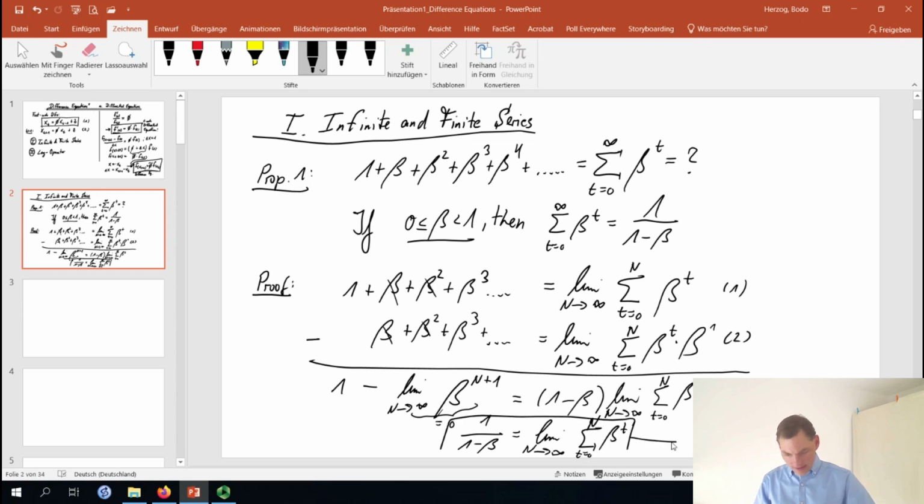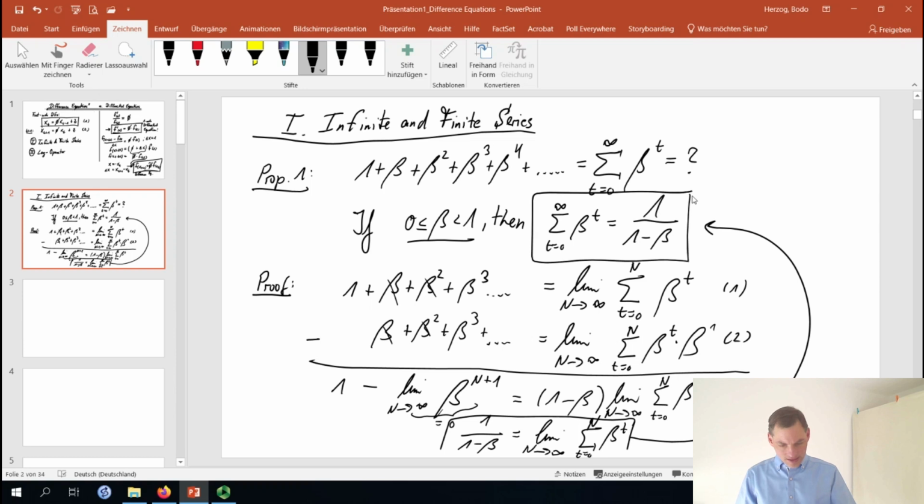And look, this is exactly what we have here, because we have the sum for n to infinity. That's the left hand side here. And on the right hand side, that is equal to what I obtained here, so it's 1 over 1 minus beta. So this proposition is true, and I just want you to keep this in mind: if you have a sum of 1 plus beta, beta squared, and so on, and beta is bigger than 0 but less than 1, it's 1 over 1 minus beta. Okay, that's the first important point.